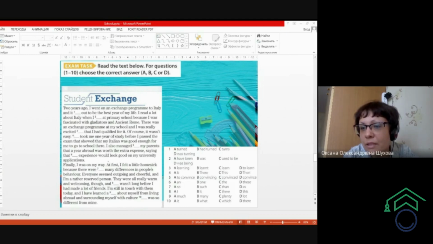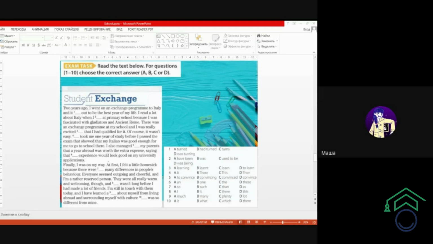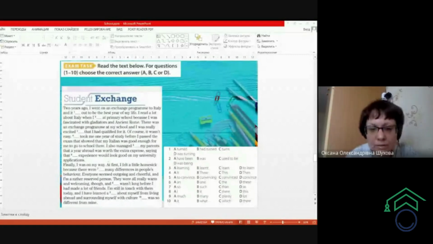Okay, Masha, ready? Have you looked it through? Yeah. Okay, now let's read the sentences. Let's read sentences with gaps.